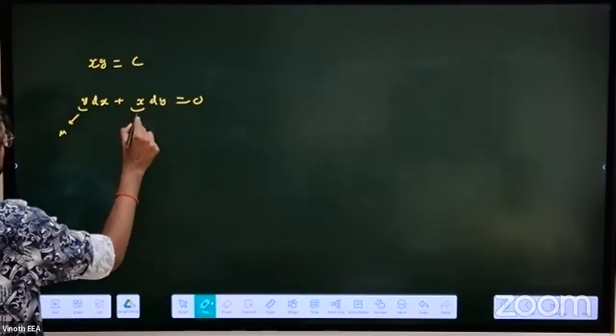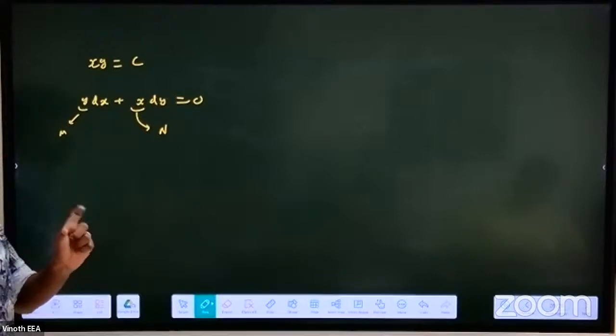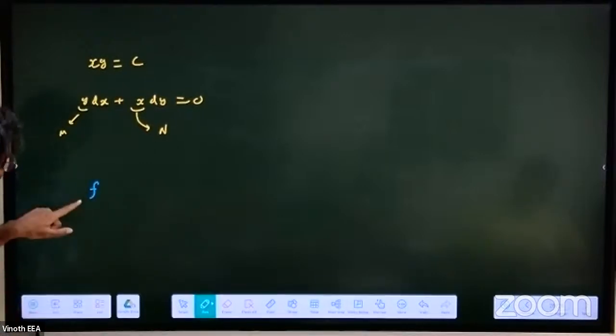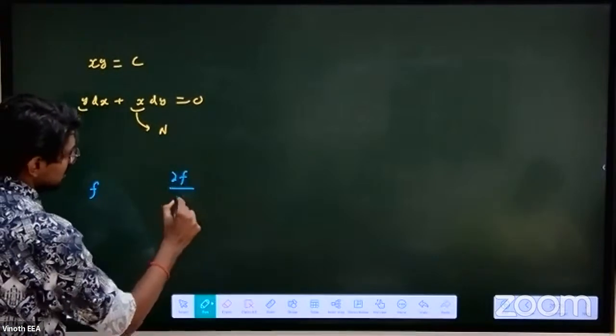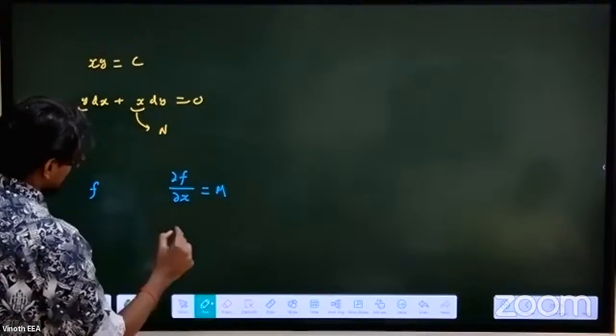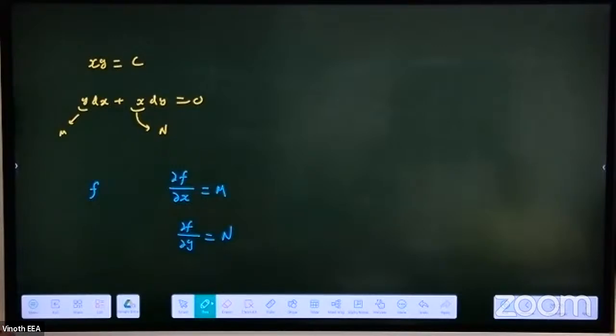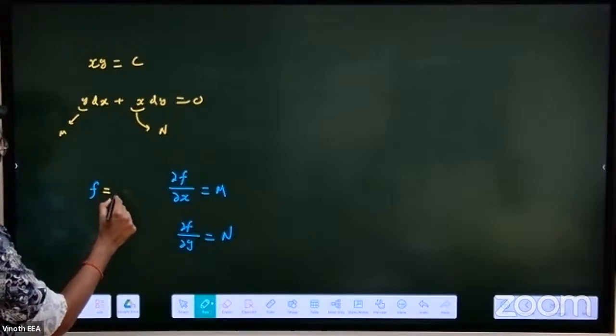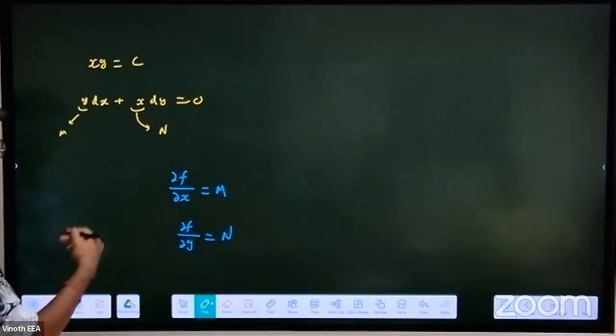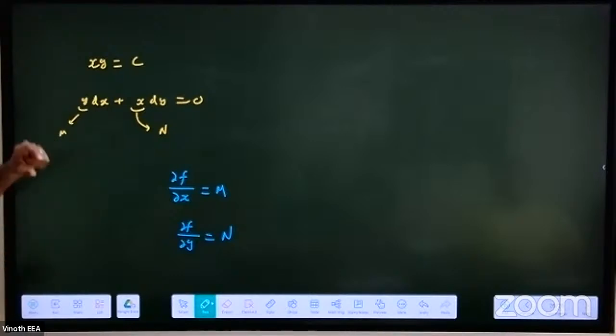This is M. This is N. Now I need to define a function f such that its derivative with respect to x should be equal to M, and its derivative with respect to y should be equal to N. So what is my function, I want to differentiate with x, right? So f, I will simply take my f is equal to... see what I am saying, actually I will get the same equation again, because we framed it from xy equal to constant. I will end up with the same xy equal to constant.